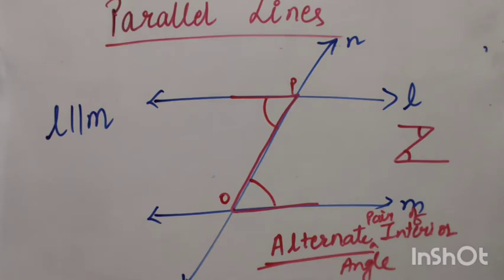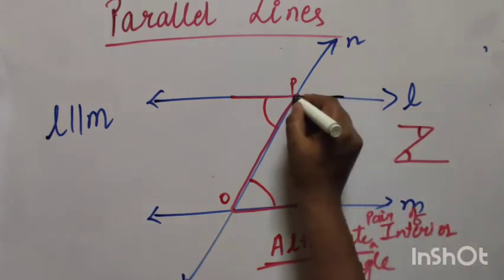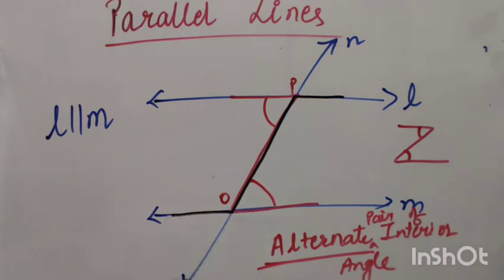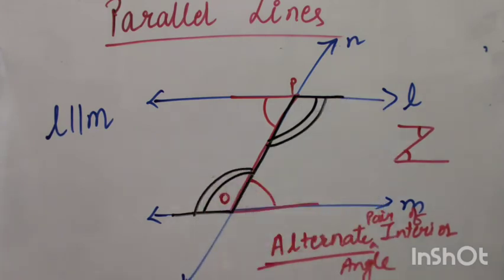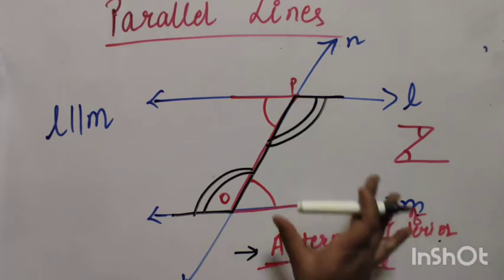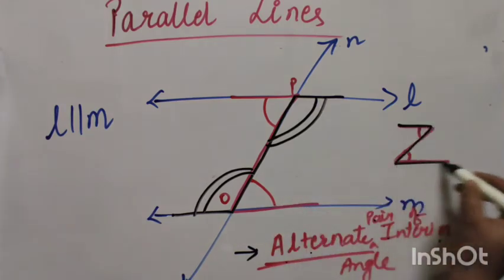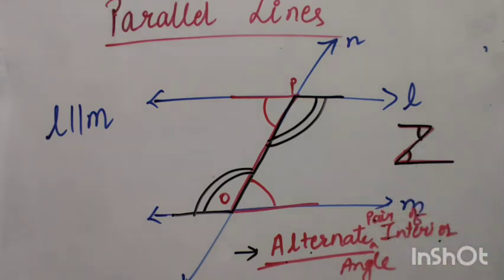Right, children? So in the same manner, if I see the another pair, here also it is forming an inverted Z. Right? So this angle will be equal to this angle, and by what reason? We can call them alternate pair of interior angles. So always you can check out this kind of angle in the parallel lines by the structure of Z. So the angles which are coming in the structure of Z, those are known as the alternate pair of interior angles.